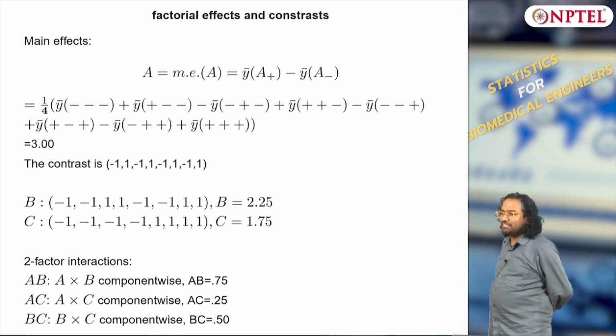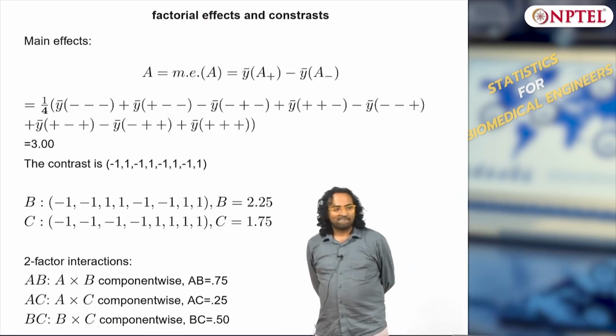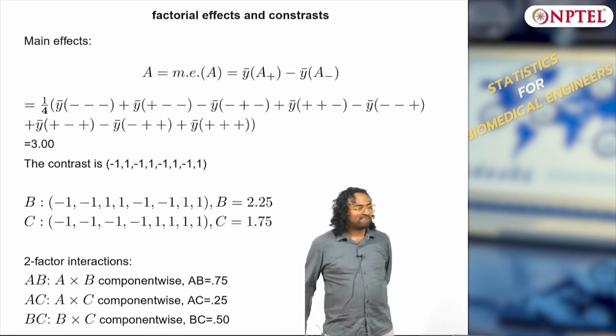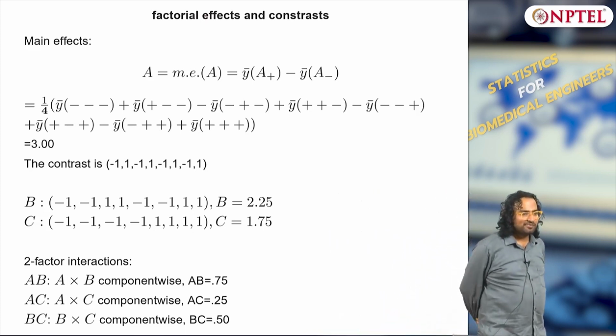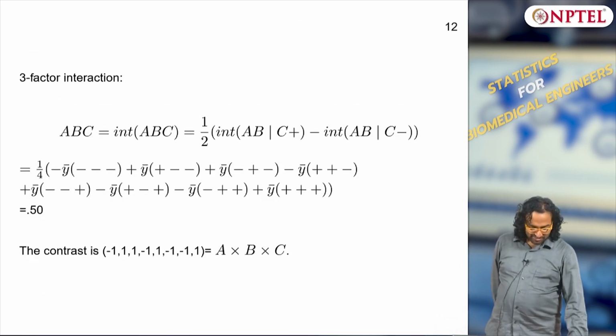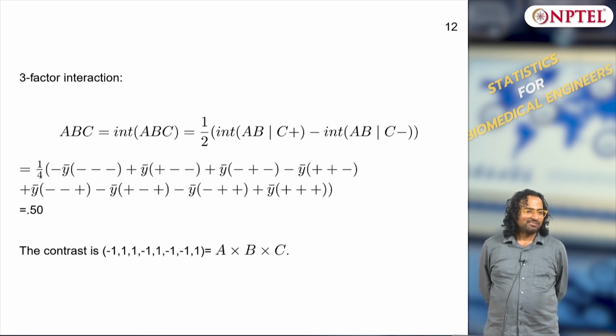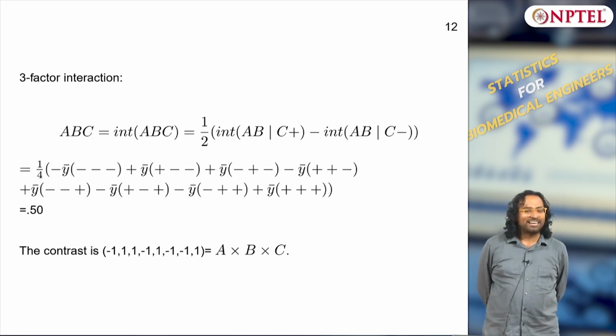Is it AB given C plus minus AB given C minus? AB given C plus and AB given C minus. Then what is ABC? ABC is, I would say, AB given C plus minus AB given C minus, right. What is then the interaction AB?